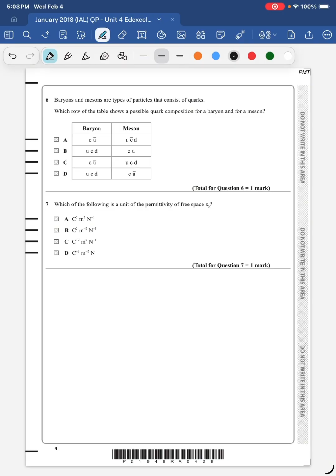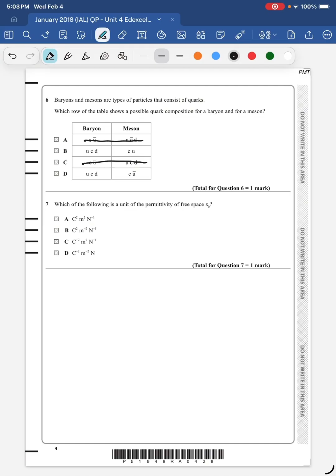Baryons and mesons are types of particles that consist of quarks. Which row of the table shows a possible quark combination for a baryon and a meson? Okay, first of all, this row and this row are totally wrong because they show a meson with 3 quarks, so that's totally wrong.